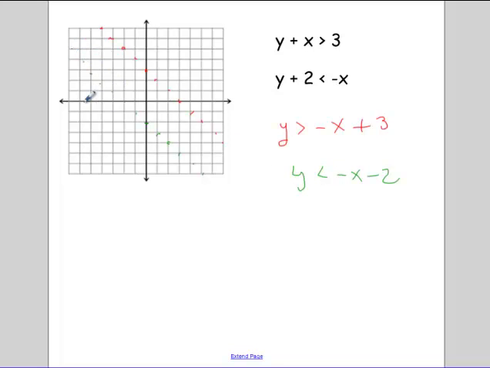Now this one is shaded below, so its shading is over here. And this one is shaded above, so its shading is over here. And remember that where the shading intersects is the solution, and they never do. So if you have parallel lines, you could still get no solution if the shading goes in the opposite direction.